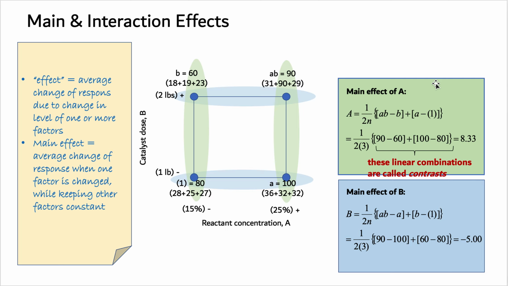The main effect of factor A is the difference between the average response at the high level of A and the average response at the low level of A, and it can be calculated as follows. The main effect of B can be calculated as follows.